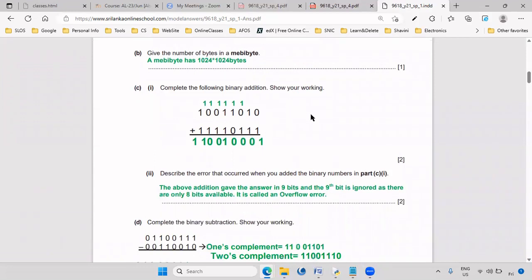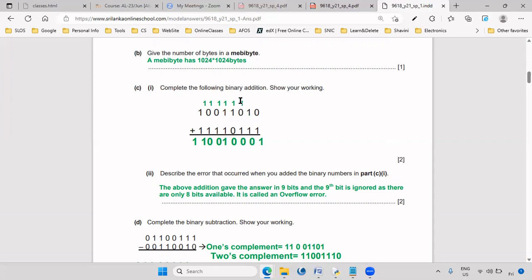Complete the following binary addition. Show your working. 0 plus 1 is 1. 1 plus 1 is 1, 0. 1 is carried. You have to put it here, because it says show your working. Then 1 plus 1 is 1, 0. Put 0 here. Sorry, start again. 0 plus 1 is 1.